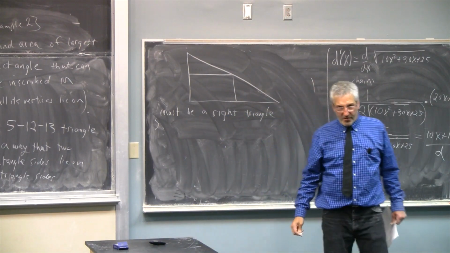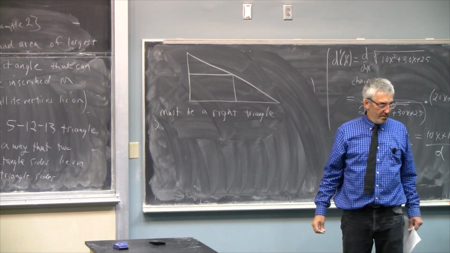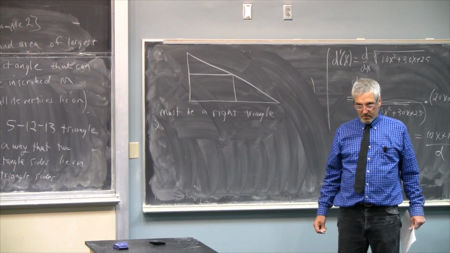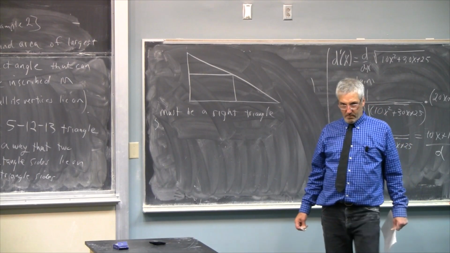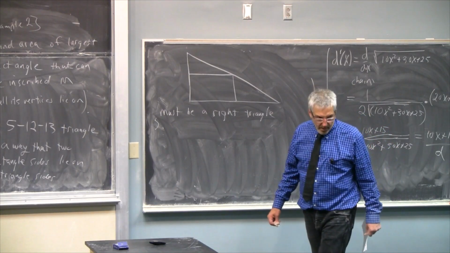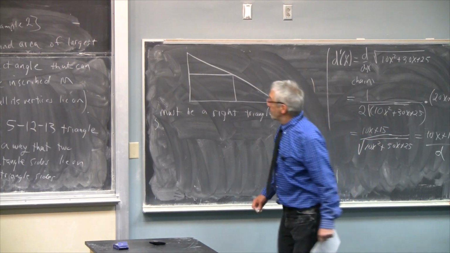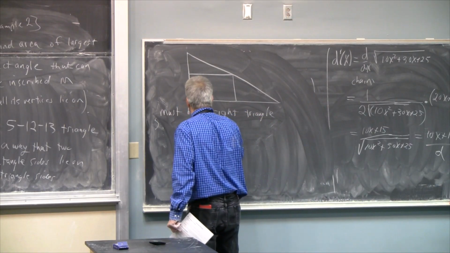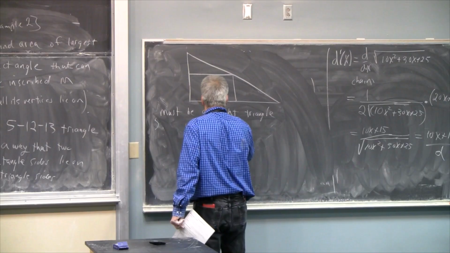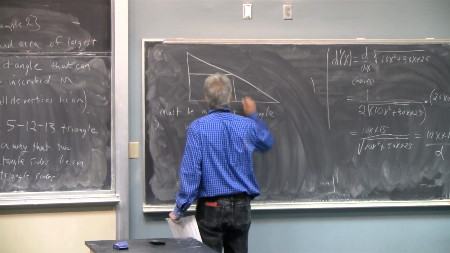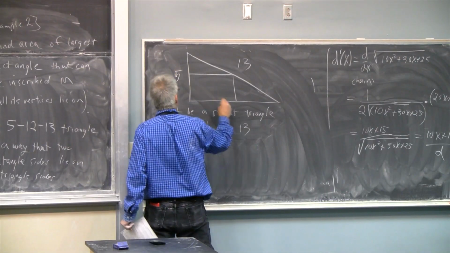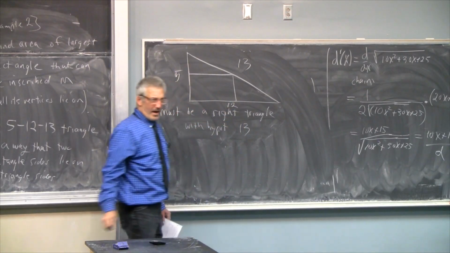What are the sides of that triangle? What's the hypotenuse? Yeah, so with hypotenuse 13. So we have 13, and we have 5, and we have 12. How do we check that?